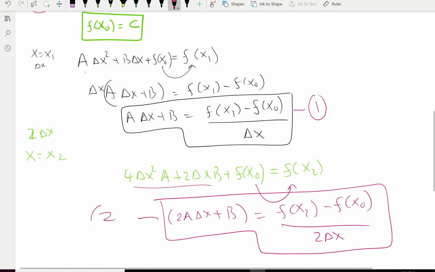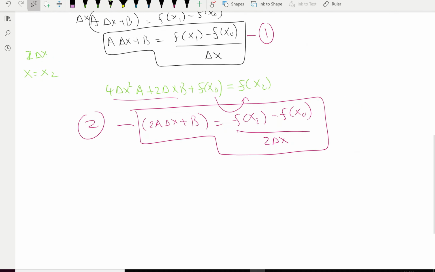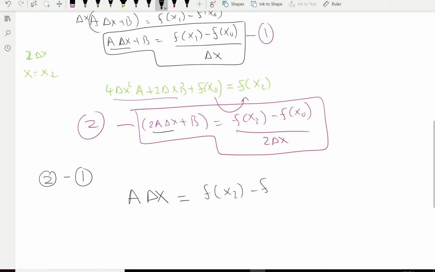See, we have two equations now. Two unknowns, a and b, and two equations. Now let's solve these two equations simultaneously to find a and b. The way I'm going to solve these two simultaneously is that I'm going to subtract equation 1 from equation 2. So 2aΔx minus aΔx is going to be aΔx, right? And b cancels out, that is why I subtract both of them. So we have to subtract f(x2) minus f(x0) over 2Δx by f(x1) minus f(x0) over Δx.